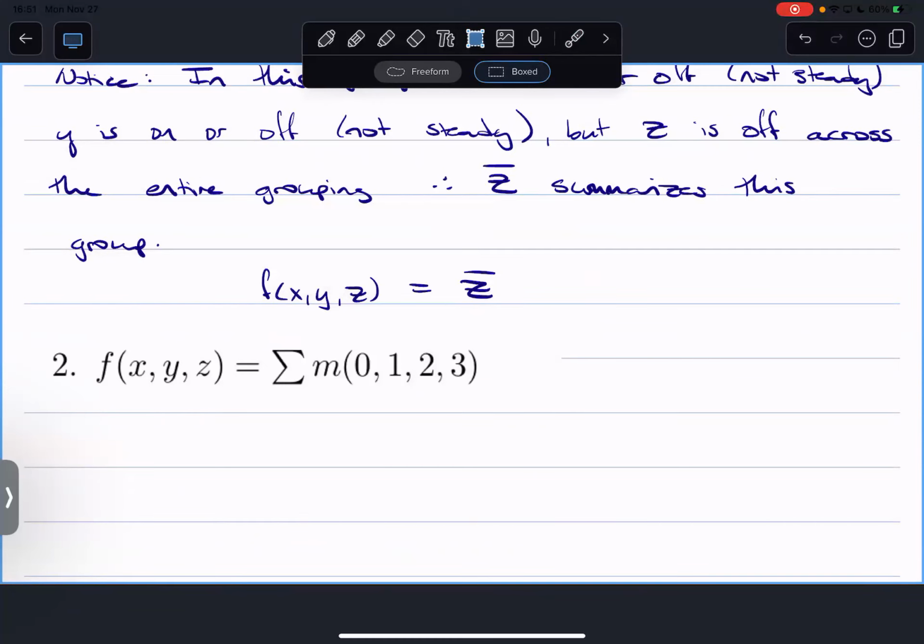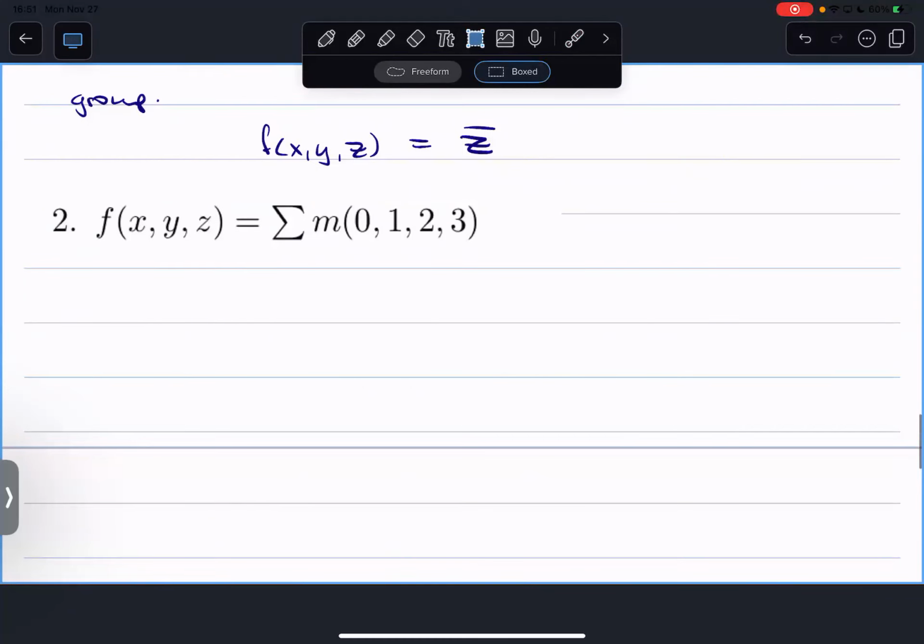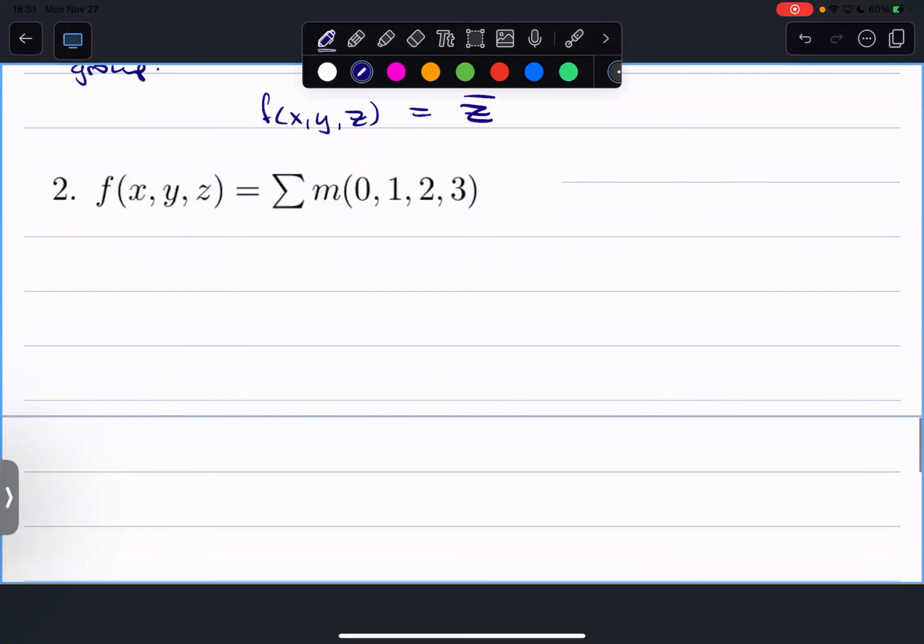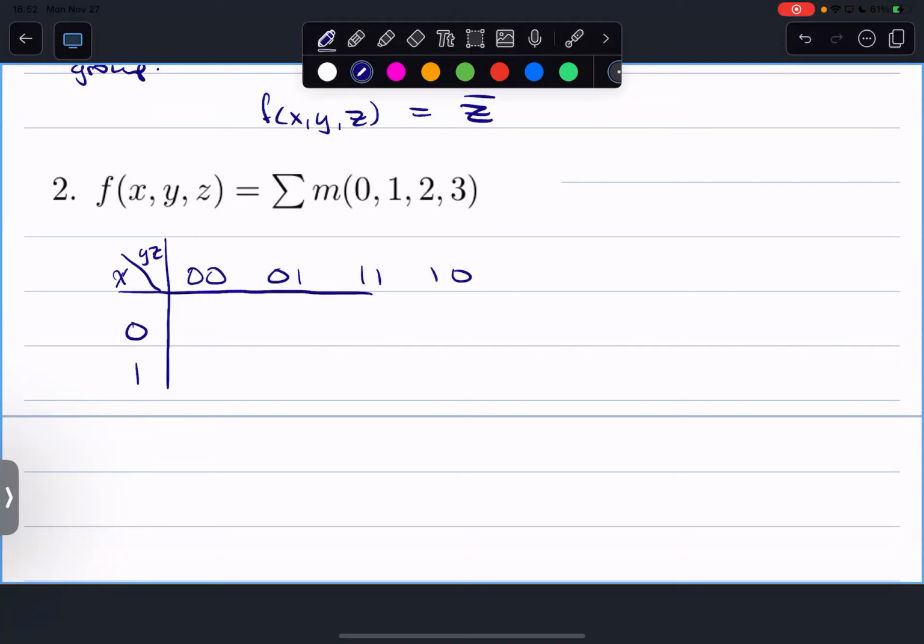How about 0, 1, 2, 3? Let's see here. Still x, y, z. 0, 1, 0, 0, 0, 1, 1, 1, 1, 0. Are we ready to try it?